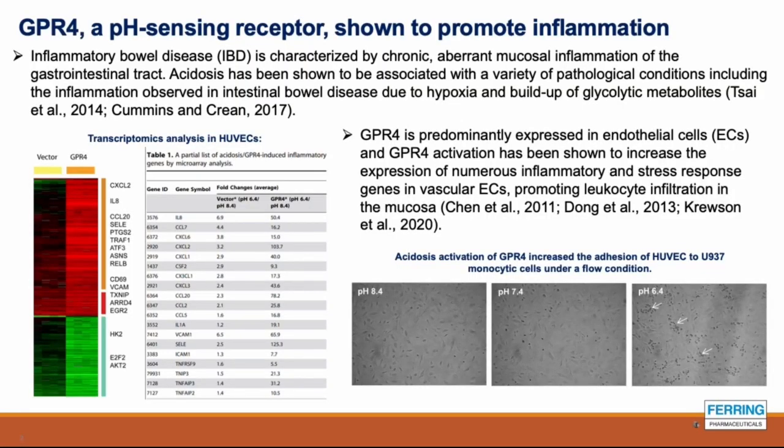Firstly, we were interested in GPR4 and more specifically in the potential of a GPR4 antagonist for IBD, or inflammatory bowel disease. IBD is characterized by a chronic inflammation of the gastrointestinal tract, and acidosis has been shown to be associated with a variety of pathological conditions, including the inflammation observed in IBD. In both active ulcerative colitis and Crohn's disease, intraluminal colonic pH is significantly lower than in healthy controls. But we'll go back to that later. There are several acid-sensing receptors.